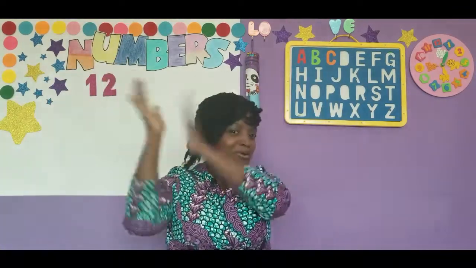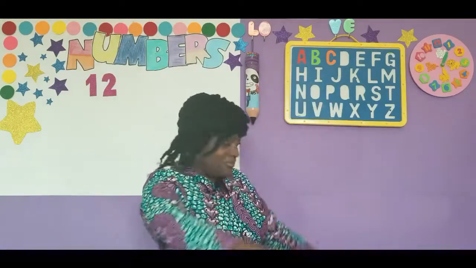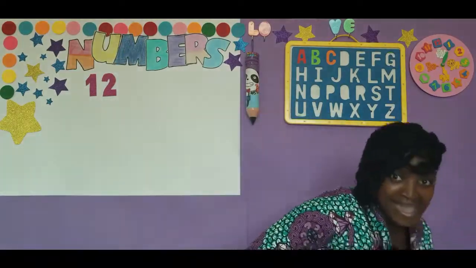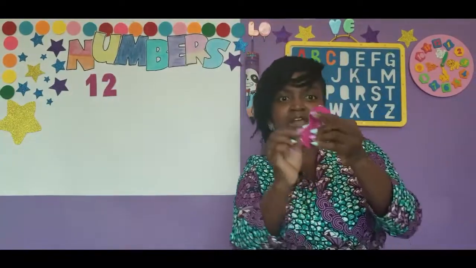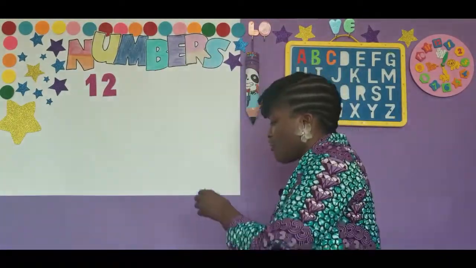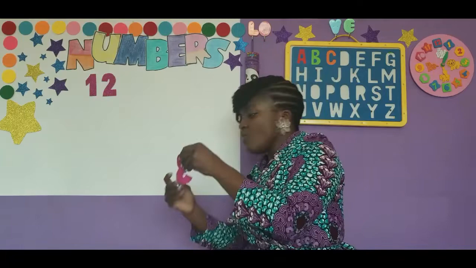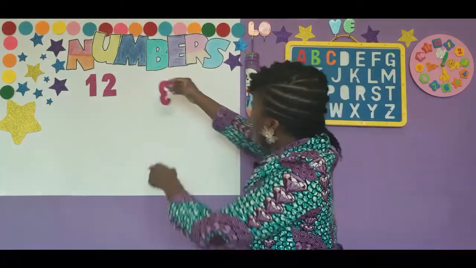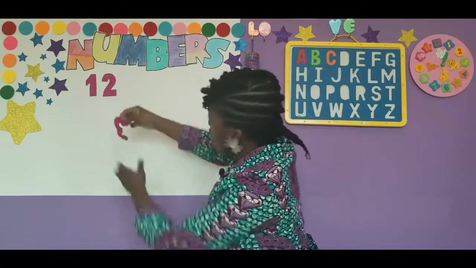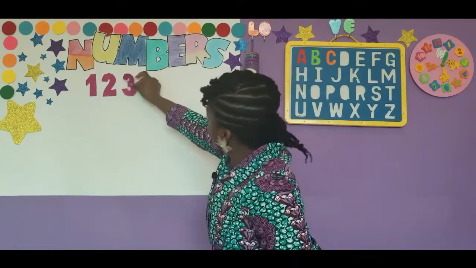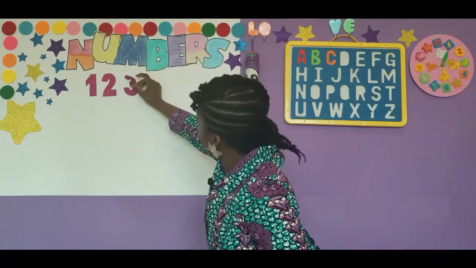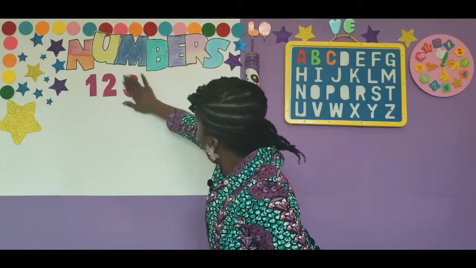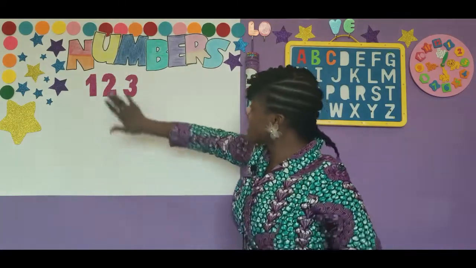Let's give ourselves a clap. And you get a shimmery, shiny number. All right, let's put our number on the board right up there. Ooh, it has a sticky, sticky side. Oh, no, it's the wrong way. This is the right way. Number three.